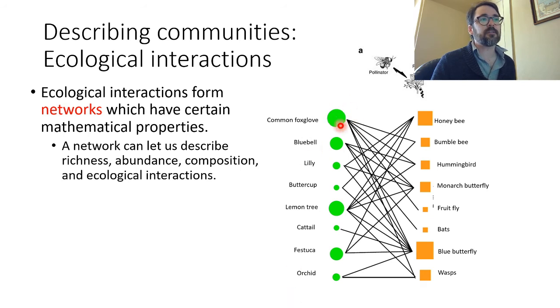And what I've done is I've used the size of the circle. So this is a very common species, and this is a very rare species. So these networks probably have the most information about a species. We have richness, we have composition, we have the abundance shown potentially, and we have all of the potential interactions.